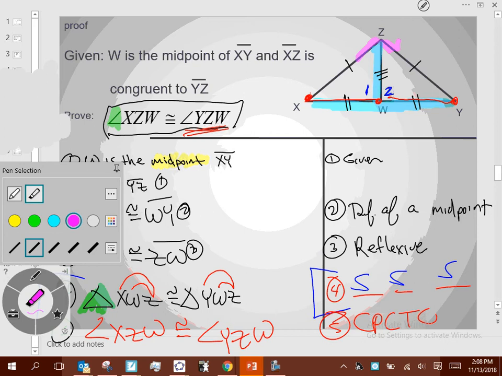Makes two angles that are what to one another? Congruent. Okay? Because angle 1 is congruent to angle 2. X and Y are congruent, right? So then angle XZW and angle YZW are also congruent.